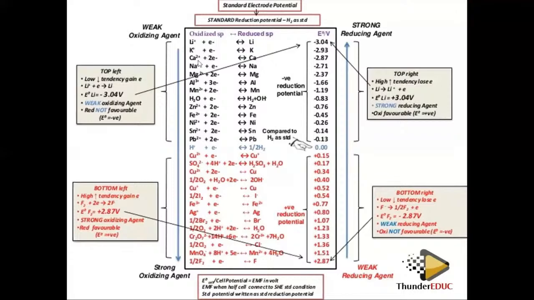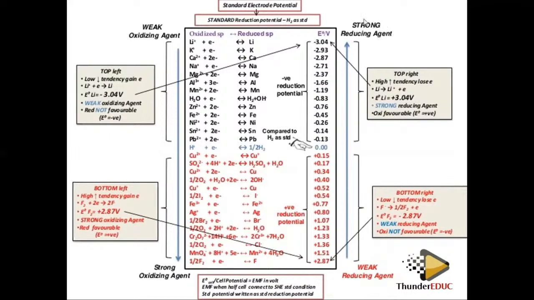So we shall say that the anode is oxidized. Therefore, it's a strong reducing agent. That's why you see that as you go up, the reducing agent increases in strength. As you go up, it becomes stronger and more reactive. It more easily releases the electrons. So it becomes a strong reducing agent.